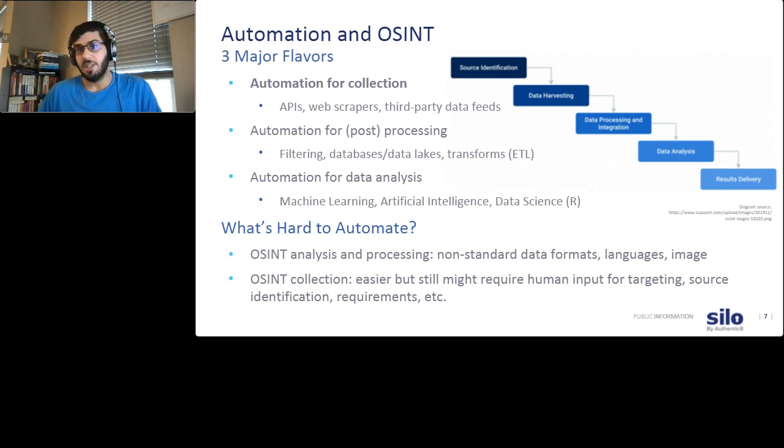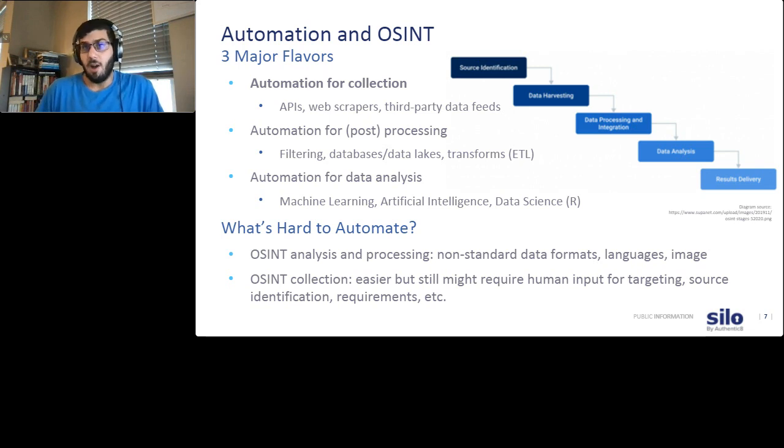So, automation in general comes in three different flavors when we talk about data science, data analytics in OSINT. You've got collection or harvesting of the data, which is, again, going to be the focus for today. You have post-processing of the data, and you have analysis of the data. To put it simply, automation can really help you gather the data you need and make it easier to access, make the data that is collected usable and easy to understand, and it allows you to garner insight and additional value from the collected data.